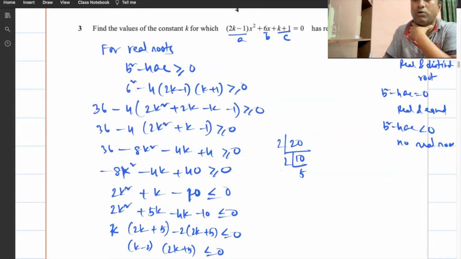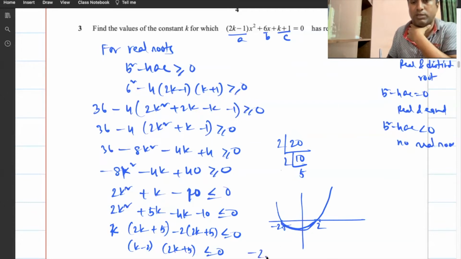And we know how to draw a quadratic graph. This is 2, this is minus 5 by 2, that is minus 2.5. Since it is less than or equal to, you must shade this region. Your answer will be minus 2.5 less than or equal to k less than or equal to 2.